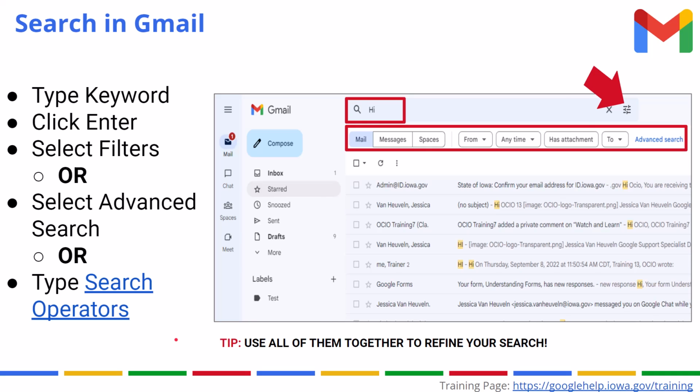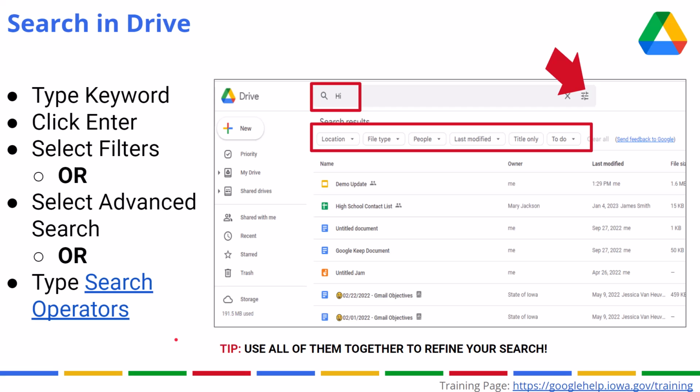Let's now navigate to Google Drive. Google Drive works in a very similar fashion as it does in Gmail. You would type in the keyword, and then you would have these search chips. Obviously, the search chips or the filters are different criteria to select from because you're in a different app. However, the concept is the same.